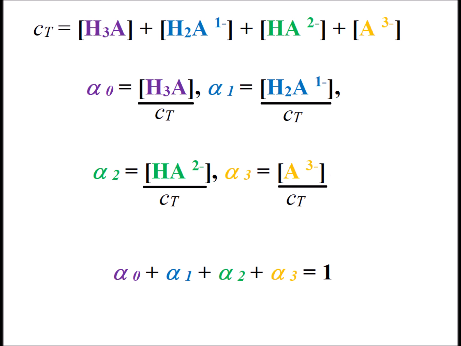And then we define the alpha values. Alpha sub 0 is the concentration of H3A divided by CT. Alpha sub 1 is the concentration of H2A minus over CT. Alpha 2 is the concentration of HA2 minus over CT. And then finally, alpha 3 is the concentration of A3 minus divided by CT. And if we add all the alpha values together, just as we would with mole fractions, the total has to equal 1.